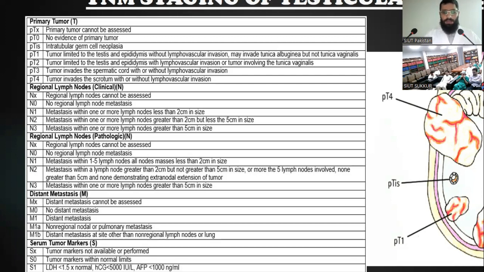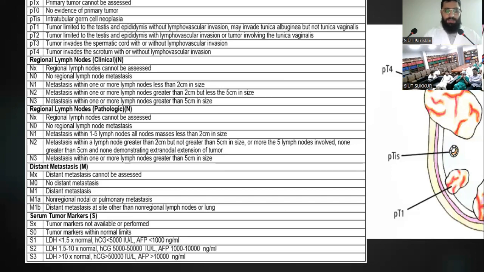Serum tumor markers, S. SX is tumor markers not available or not performed. S0 is markers within normal limits. S1 is LDH less than 1.5 times normal, HCG less than 5,000 international units per liter, AFP less than 1,000 nanogram per ml.